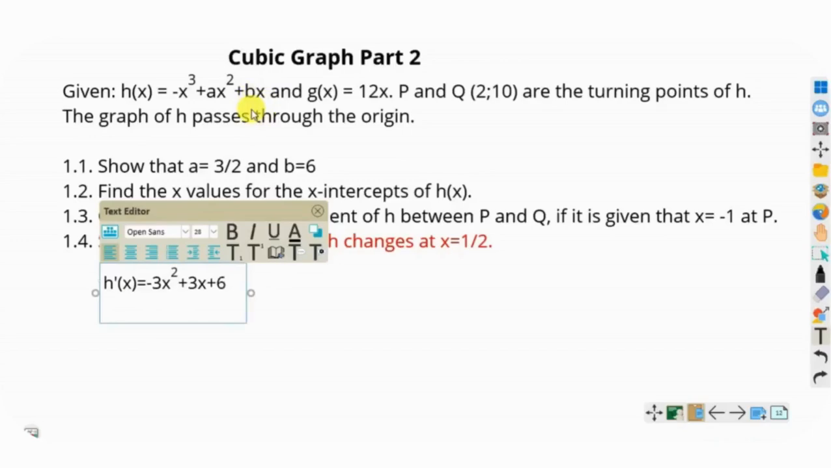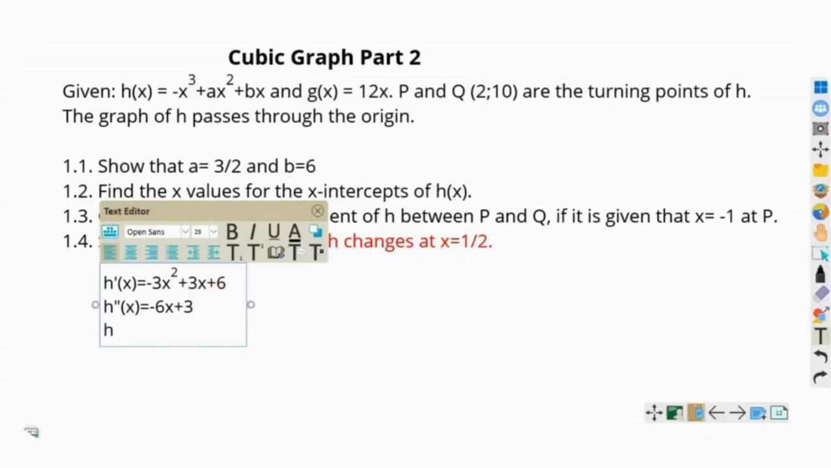But for the concavity part, you need to do the second derivative. So the second derivative h double prime of x equals, derive it again, multiply negative 3, it's going to be negative 6x, minus 1 is 1, plus 3, plus 0. Okay, so now this is the second derivative. You equate the second derivative to 0.